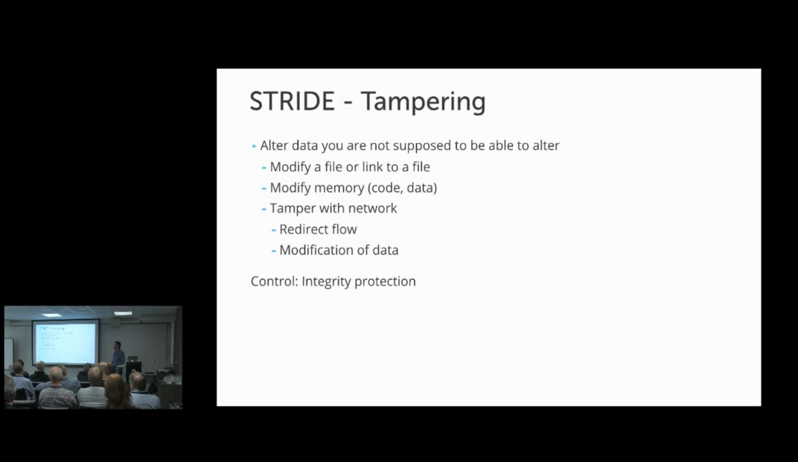Tampering is about changing things that you're not supposed to be able to change. This could be modifying data across the wire. It could be tampering with a database. It could be tampering with a file or a link to a file. It could be modifying memory, one process modifying the memory that another process is reading. It could be all these kinds of things where we're messing around with data that we're not supposed to be able to mess around with.